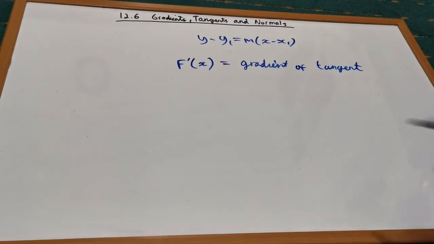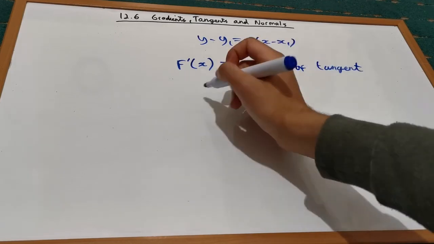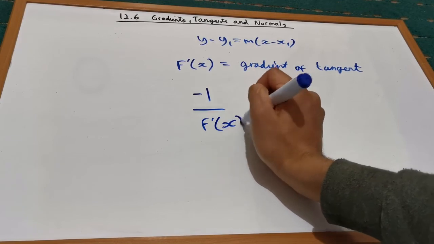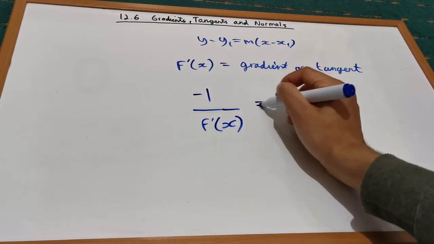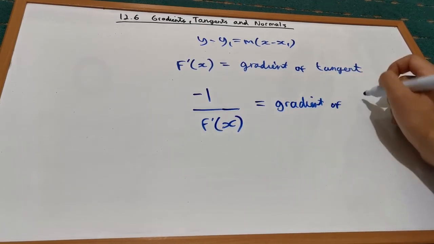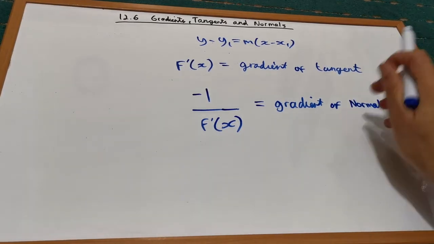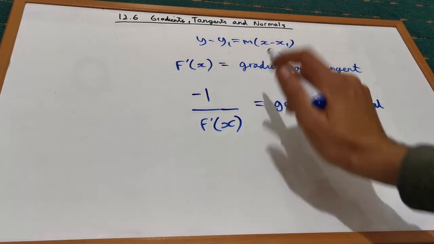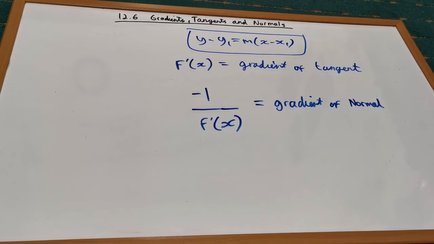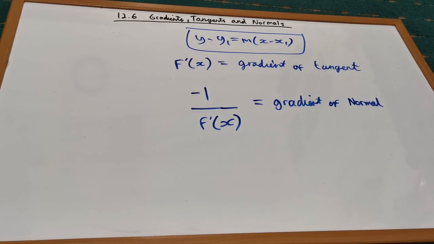Now, the normal is essentially a line which is perpendicular to the tangent. Therefore, negative 1 over f prime of x, which is just a negative reciprocal, is equal to the gradient of the normal. And then you can use these gradients and a point on the curve, put it into this equation, and then find the equation of a tangent or normal to a curve at a given point. And this is a very, very common exam question.